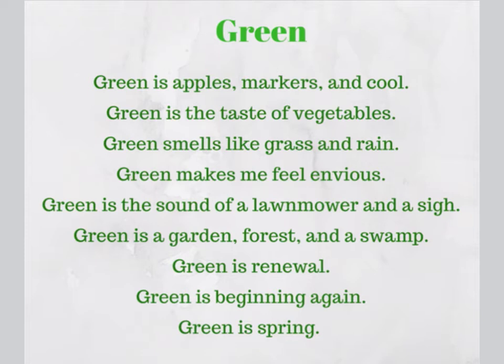If you guessed metaphor as the figurative language that is used in this poem, you are correct. Metaphors are used in every line of this poem. So green is apples, markers, and cool. If it was simile, it would say green is like apples, markers, and cool. But it's saying that green is apples, markers, and cool, which makes it a metaphor.